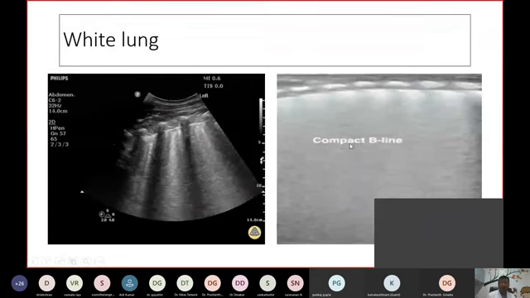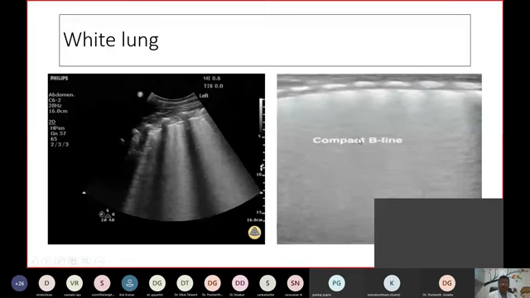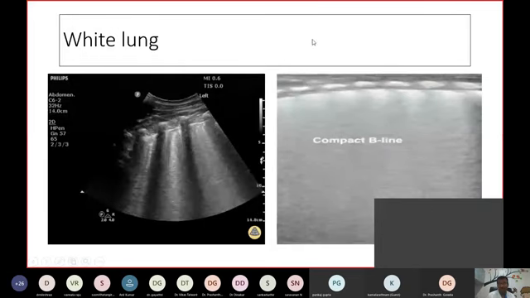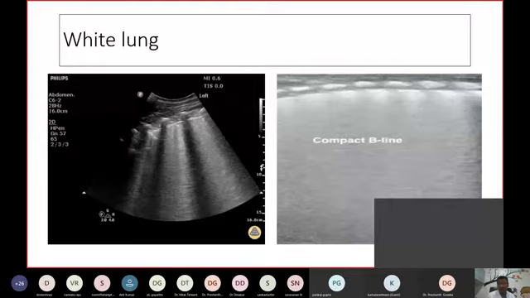But remember, pleura will be normal. Again, some images. See, as I told earlier, one lung may have less affection, one lung may have more affection.